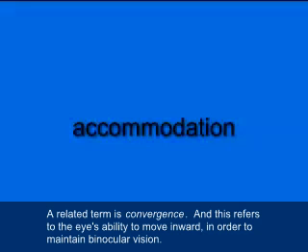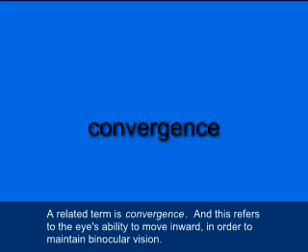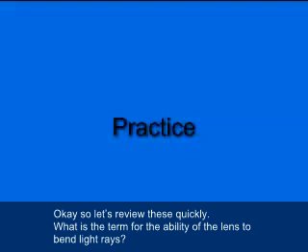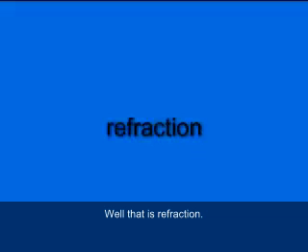A related term is convergence, and this refers to the eye's ability to move inward in order to maintain binocular vision. Okay, so let's review these quickly. What is the term that refers to the ability of the lens to bend light rays? Well, that's refraction.